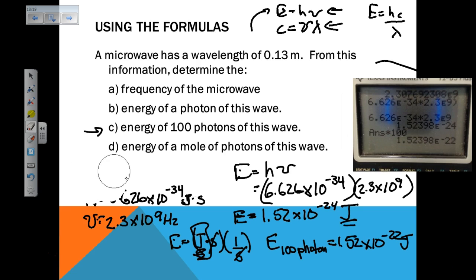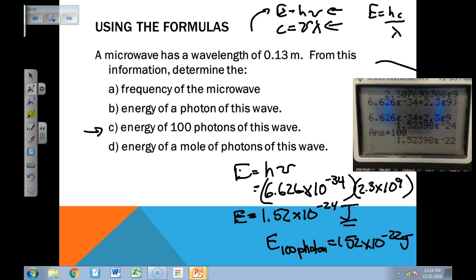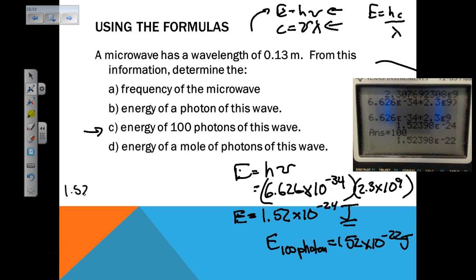And then the last one is, what if you have a mole of photons? Well, you have to know how many are in a mole. A mole of things is 6.02 times 10 to the 23rd things. And so if one photon has 1.52 times 10 to the negative 24 joules, then to figure out how many joules there are in a mole of photons, we're going to multiply that by 6.02 times 10 to the 23rd photons, because that's how many a mole is. So we're going to go 1.52 E negative 24 times 6.02 E 23.